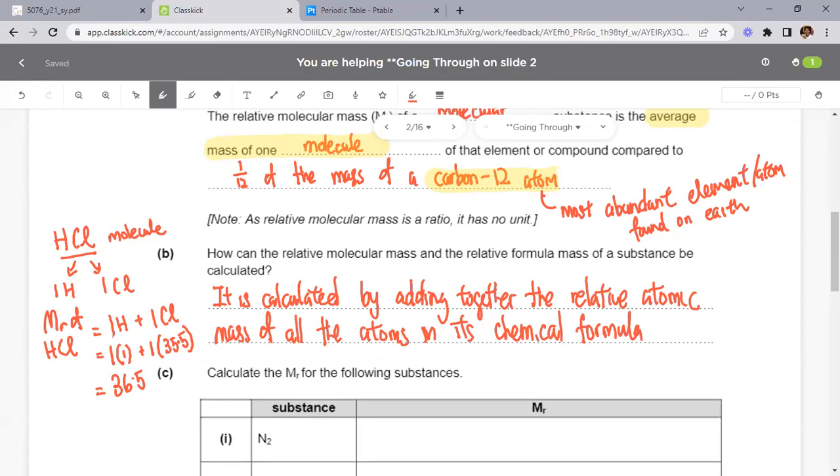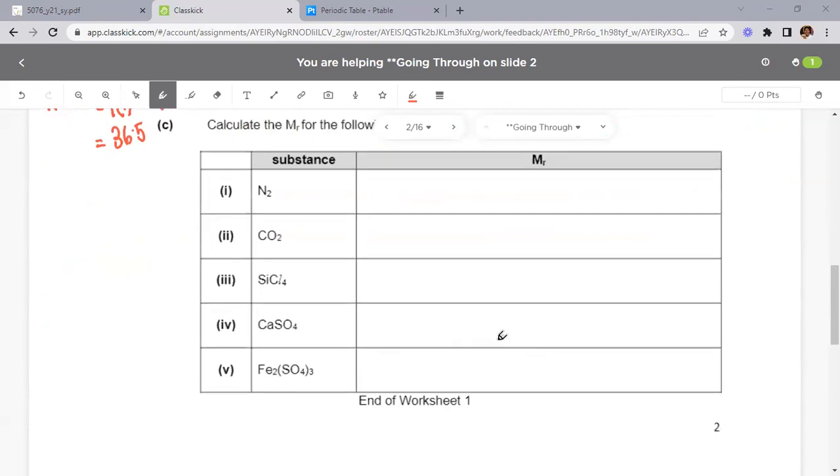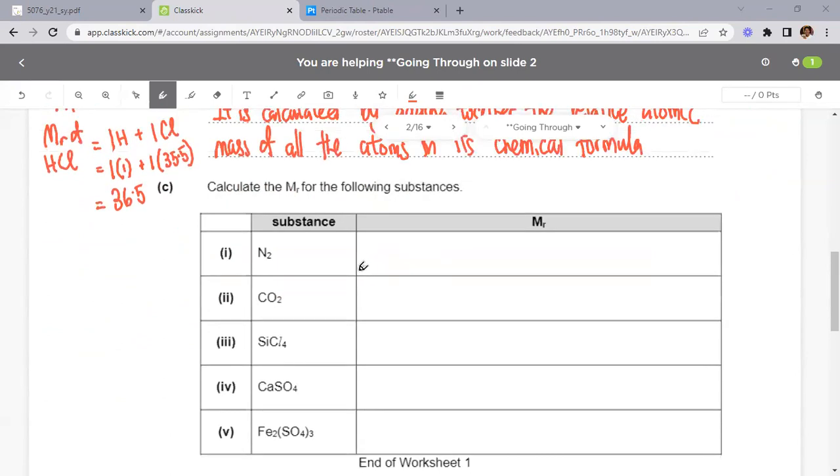So this is how you go about calculating the relative molecular mass. I've got a whole list of things here. I'm just going to show you maybe part 1 and part 4. Okay, I'm going to show you the Mr of N2. So how to find the Mr of N2?